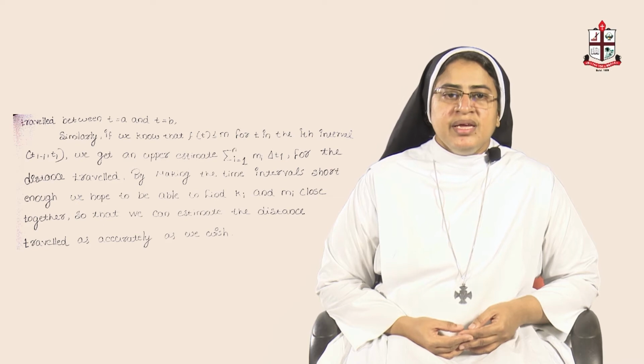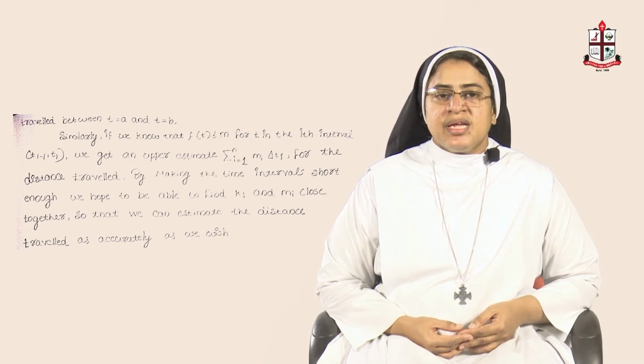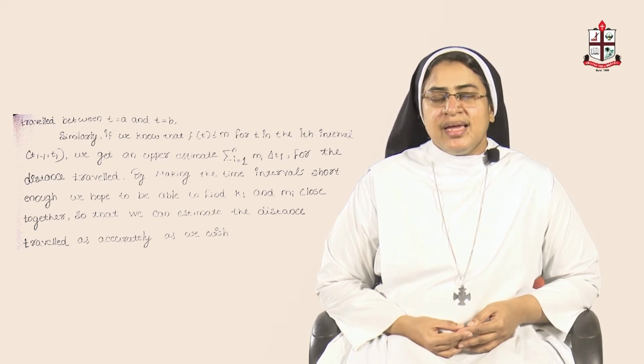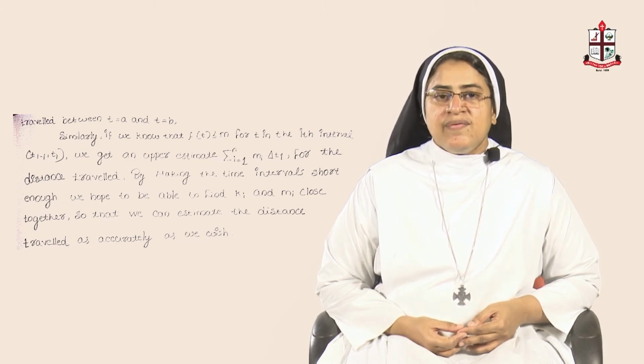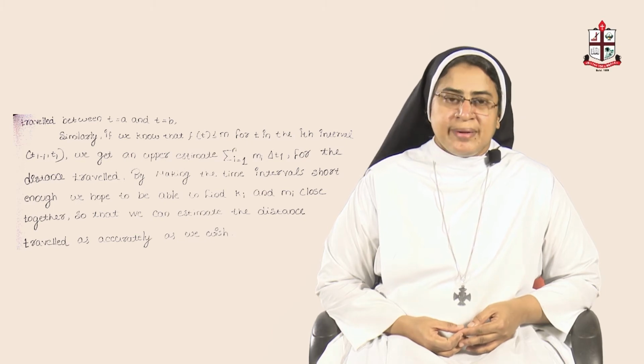Similarly, we know that f of t is less than or equal to capital Mi for t in the ith interval [ti minus 1, ti], so we get an upper estimate, the sum from i equals 1 to n of Mi delta ti, for the distance travelled. By making the time intervals short enough, we hope to be able to find ki and Mi close together, so we can estimate the distance travelled as accurately as we wish.